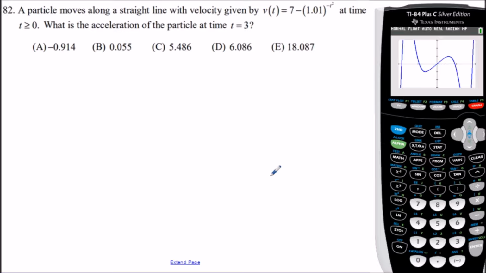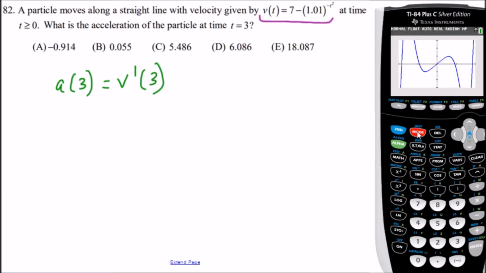For question 82, we have a particle moving along a straight line, and we have a function for velocity, 7 minus 1.01 to the negative t squared. And we want to know the acceleration of the particle at time t equals 3. So for this question, if you want to know acceleration at time 3, that's acceleration is equal to the derivative of velocity. So what we're really finding here is v prime of 3.